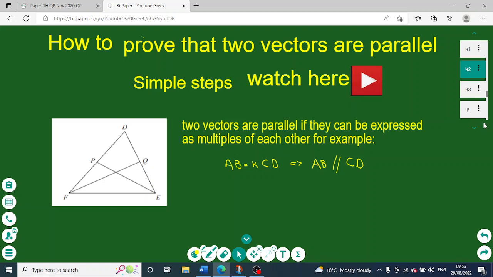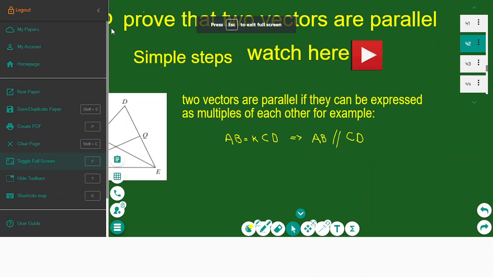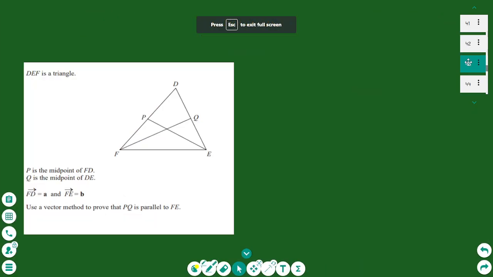Today I'm going to show how to prove that two vectors are parallel. And let's go to see the exercise. I have on the screen this exercise with a triangle. DEF is a triangle, and P and Q are the midpoints of the two sides, FD and DE.